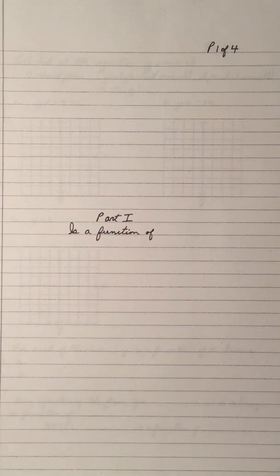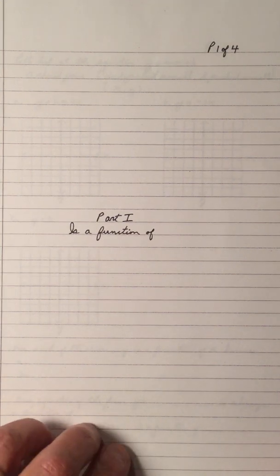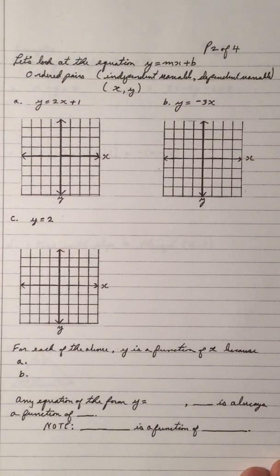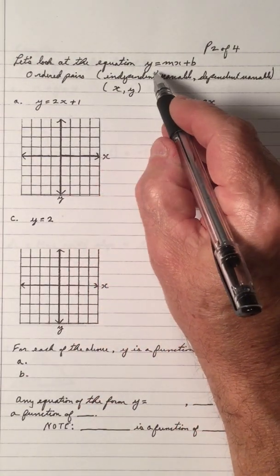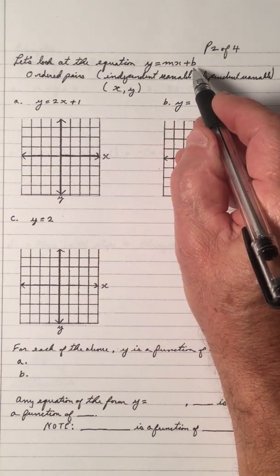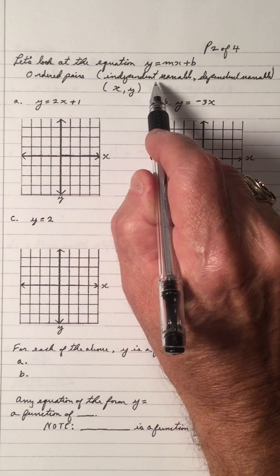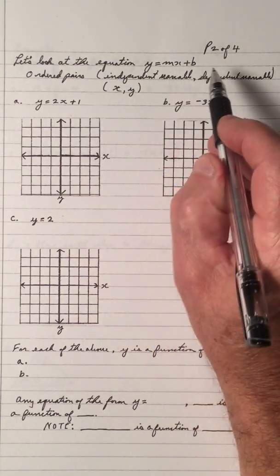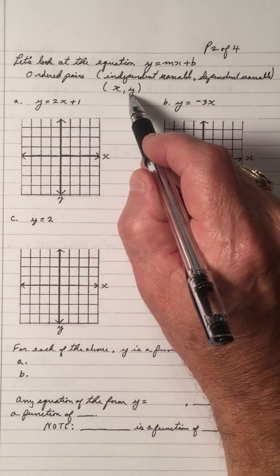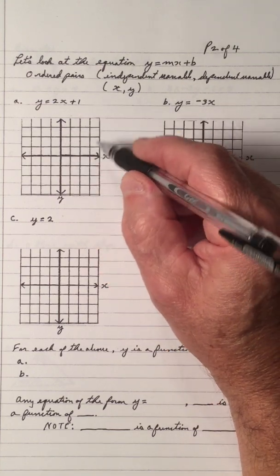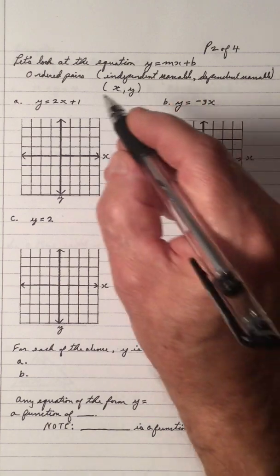Hi, welcome to my video on "is a function" part 1. Let's look at the equation y equals mx plus b. The ordered pair: the independent variable is the x, the dependent variable is the y. Let's graph these and look at if they're a function or not.